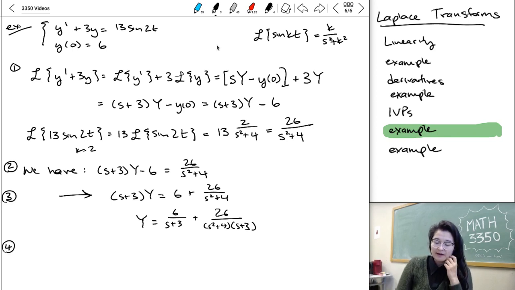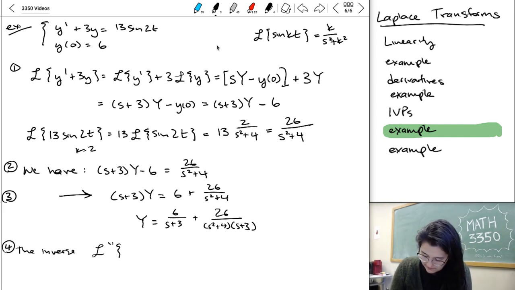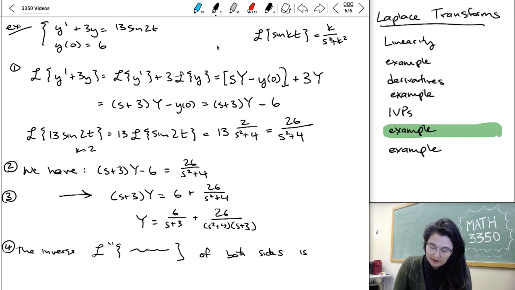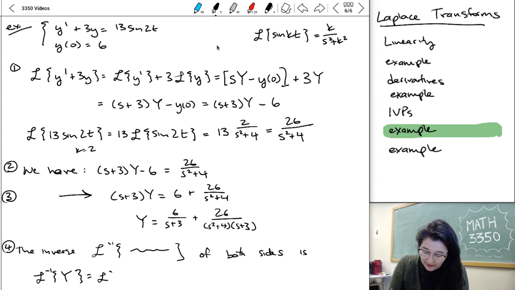And then once I've isolated Y, I want to take the inverse Laplace to get my answer. So when I take the inverse Laplace, I'm going to have L inverse of Y on one side, and that's going to be equal to L inverse of 6 over s + 3 plus 26 over (s² + 4)(s + 3).